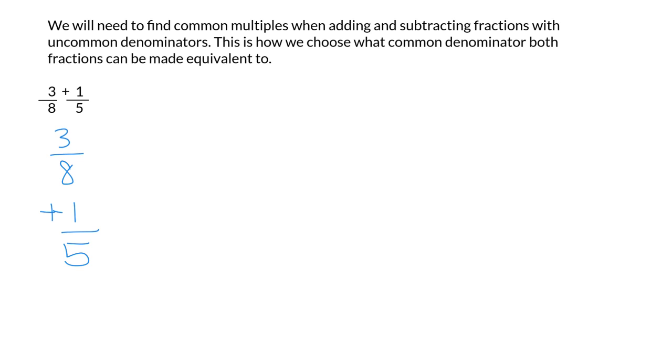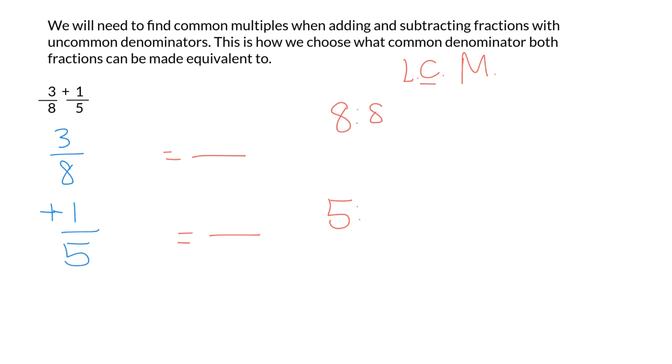So for us to figure out what those common denominators are, we need to find our least common multiple, or LCM, of both of those denominators. So we're going to find all the multiples of 8 and the multiples of 5 until we find one that they have in common, or the same. Okay, so let's go ahead and get started, because that is going to be the denominator that we turn both of those into using multiplication. So I'm going to start with 8.